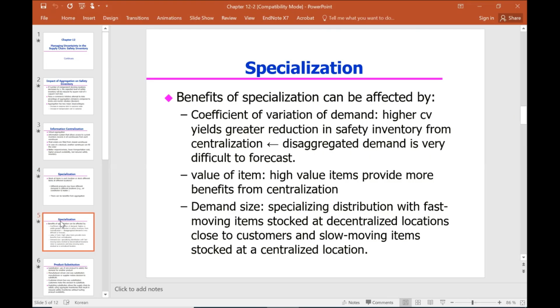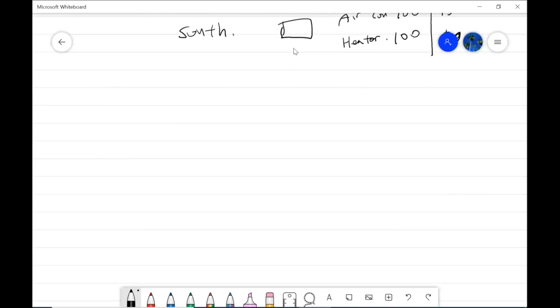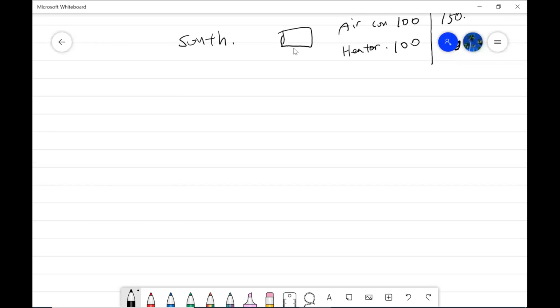Here is something about the coefficient of variance of demand. Basically, if you have a higher covariance, then you can reduce the safety stock from the specialization. So what is this about the covariance? Let me get my notes again. Talking about demand, you have two products. There is a correlation coefficient.